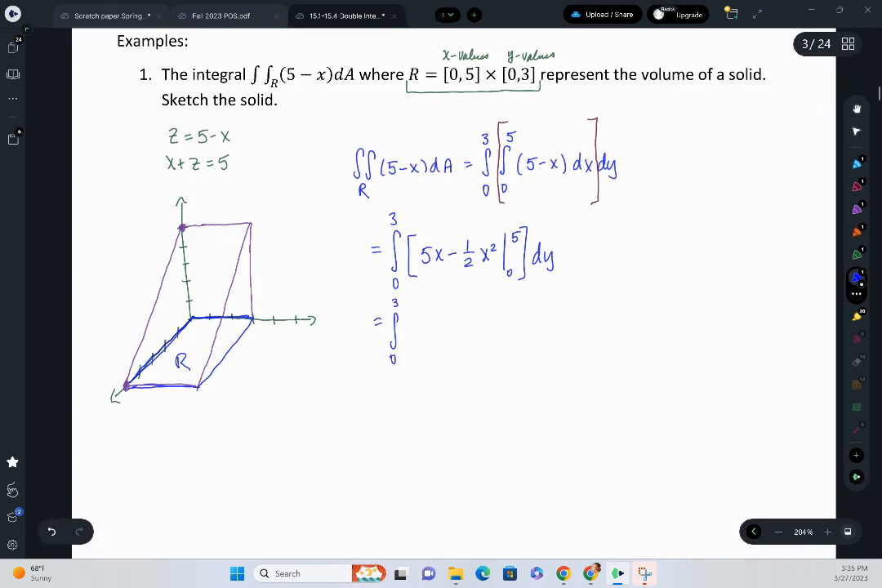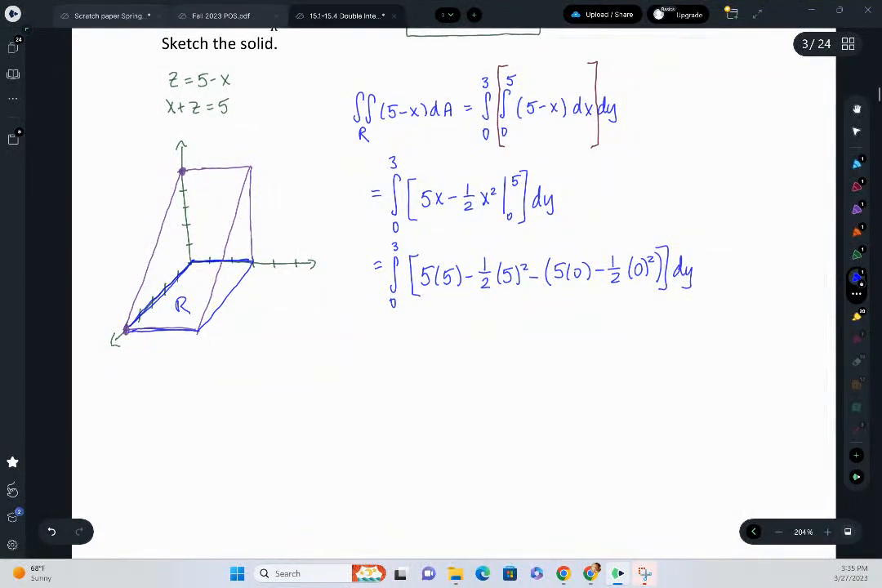It's my integral from 0 to 3. I'm going to evaluate at 5. I have 5 times 5 minus 1/2 times 5 squared minus 5 times 0 minus 1/2 times 0 squared. Close all that. Still have my dy. Obviously the contribution from x equals 0 is a whole lot of nothing. But when I simplify this, it looks like my integrand now is, so I'm going 0 to 3, 25 minus 25 halves dy.